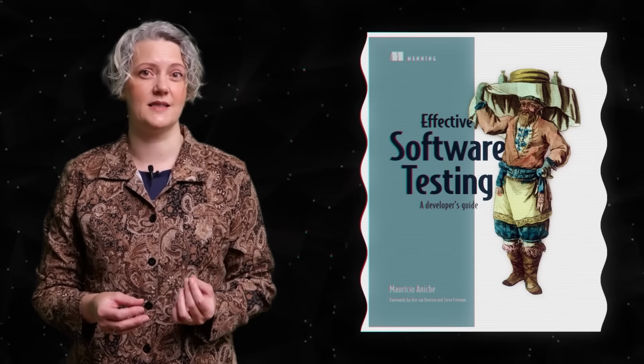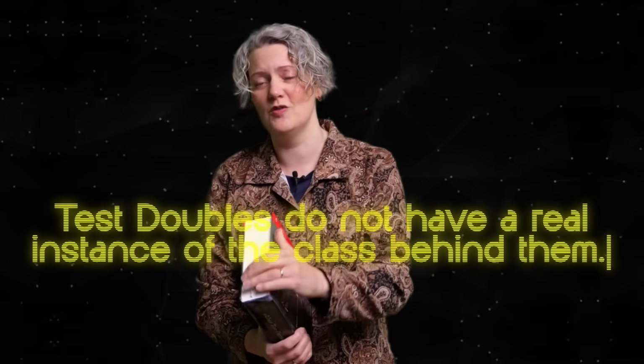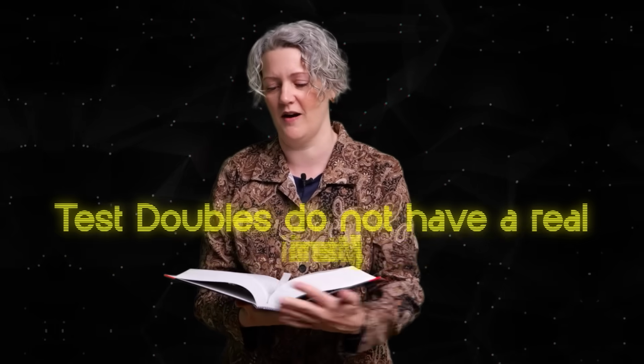Now, this effort to clarify all this language was ambitious, but ultimately I don't think it's worked. I just read a book from 2019, Effective Software Testing by Maurício Aniche, where he tried to claim he was following Meszaros' definitions, and then he came up with this entirely suspect definition of spy, that it was backed up by a real object and let you spy on interactions with the real one. My reading of Meszaros is quite different. Test doubles do not have a real instance of the class behind them. I could quote this, but maybe you don't need to hear that.